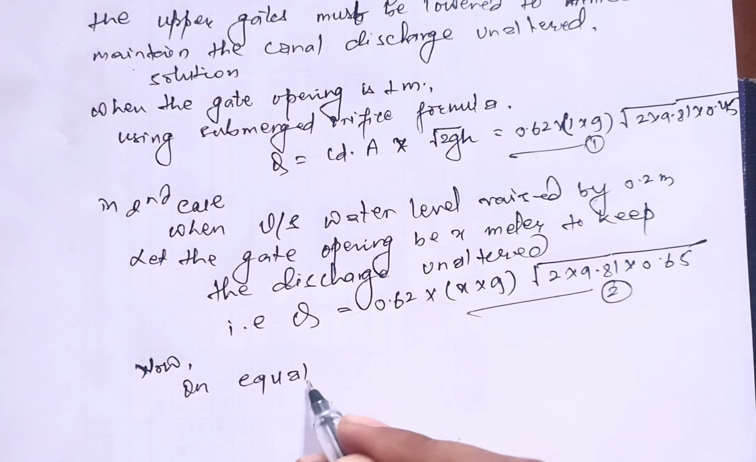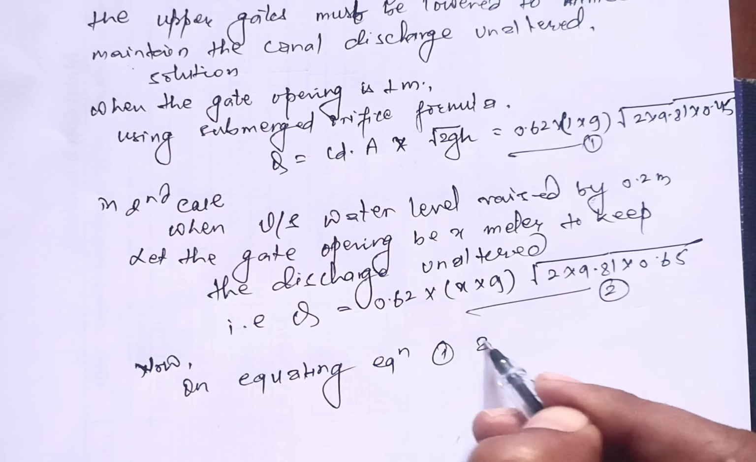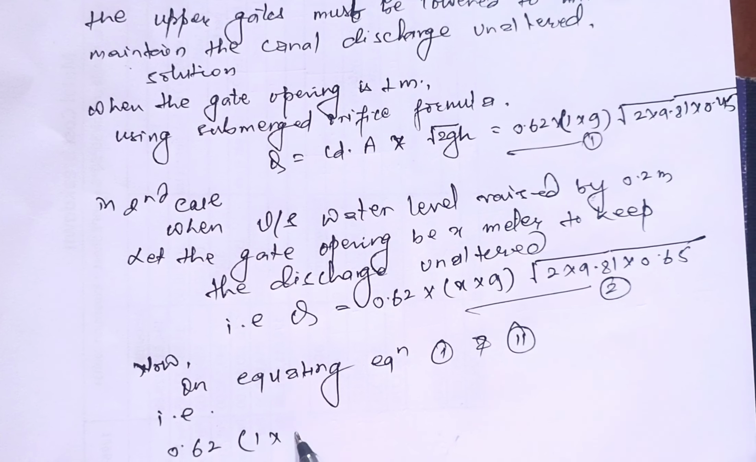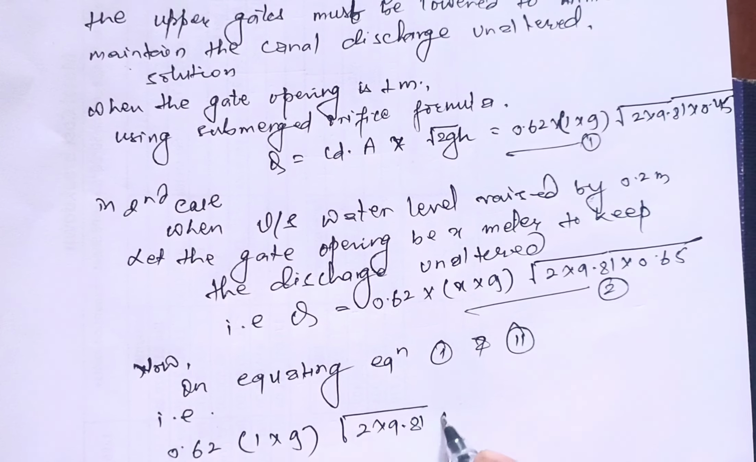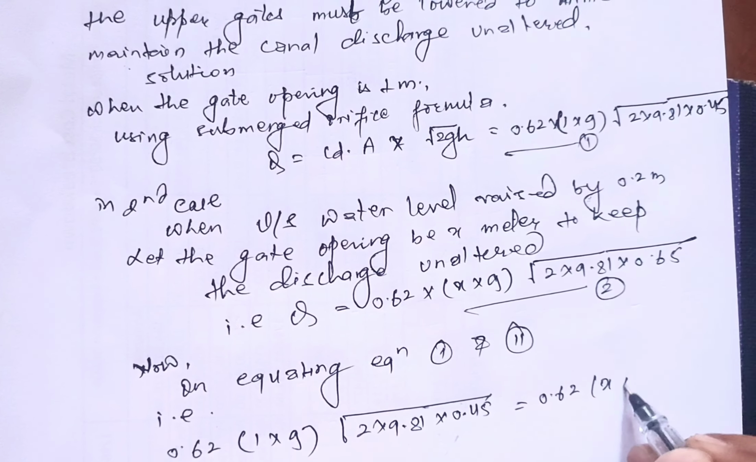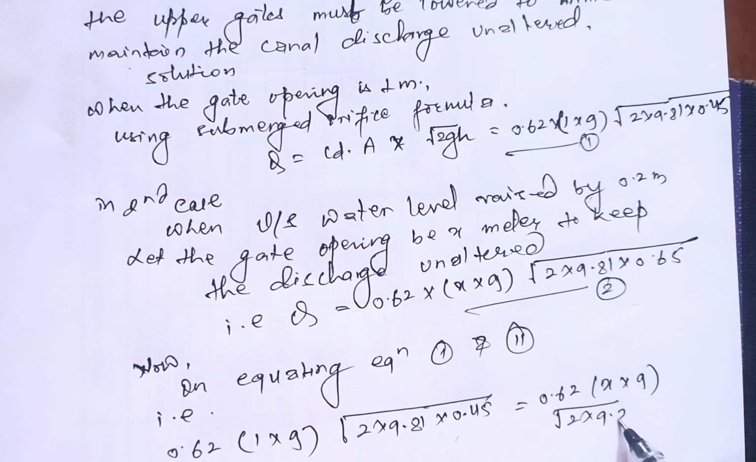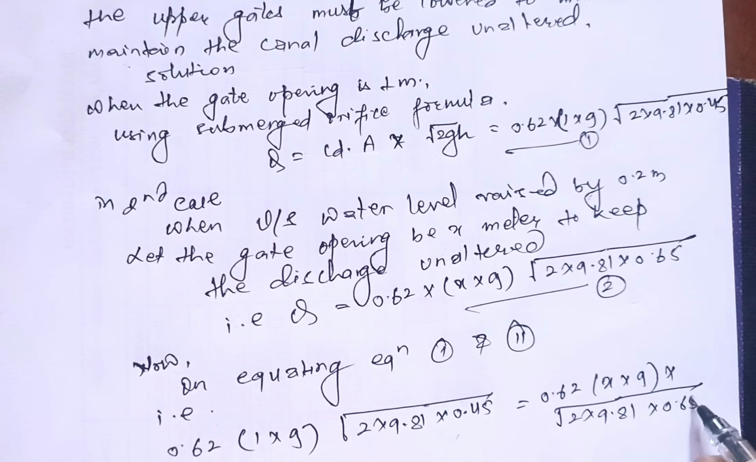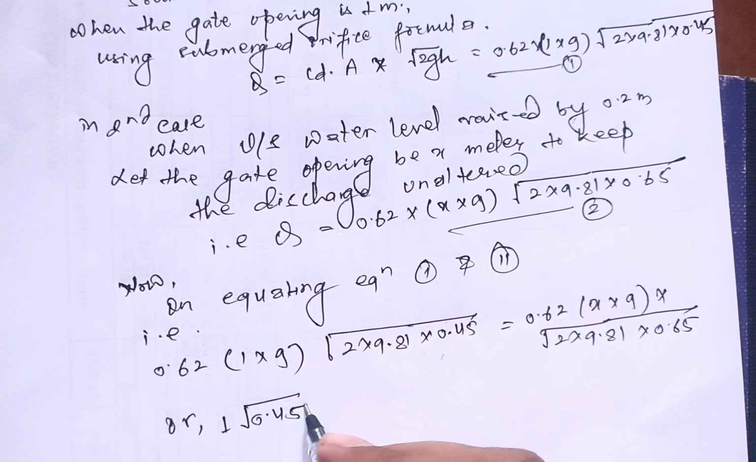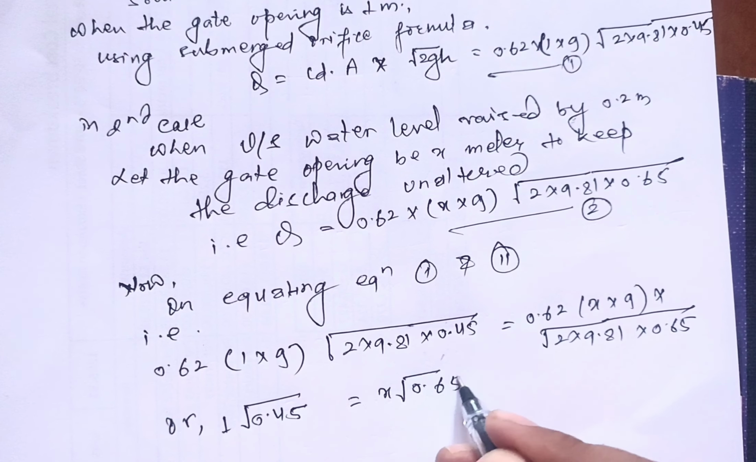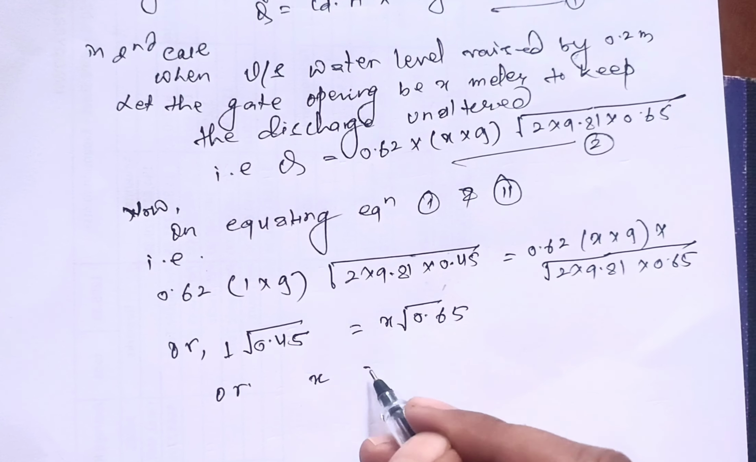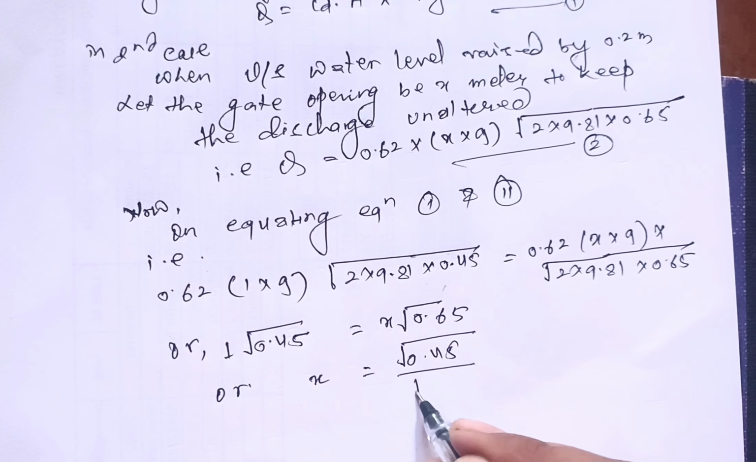On equating equation 1 and 2, that is 0.62 times 1 times 3 times root over 2 times 9.81 times 0.45 equals 0.62 times X times 3 times root over 2 times 9.81 times 0.65, or 1 times root over 0.45 equals X times root over 0.65, or X equals root 0.45 divided by root 0.65.